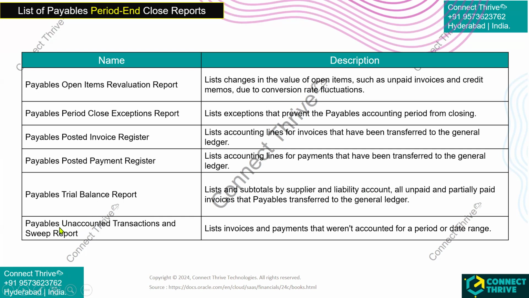So the last one would be the Payables Unaccounted Transactions and Sweep Report. So this is also a very important report. What it will do is provide the list of invoices and payments that weren't accounted for the period and the date range. So what are the transactions which are not accounted for the respective period or date range? Those details it will provide in the Payables Unaccounted Transactions Sweep Report.